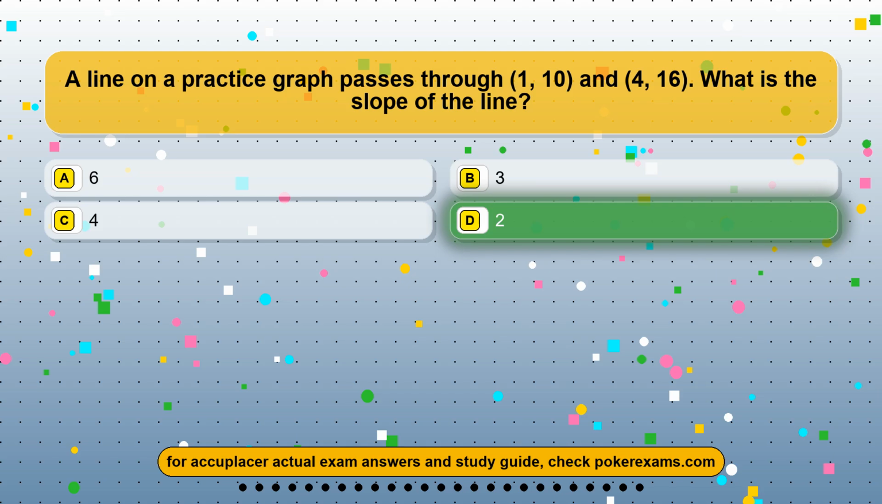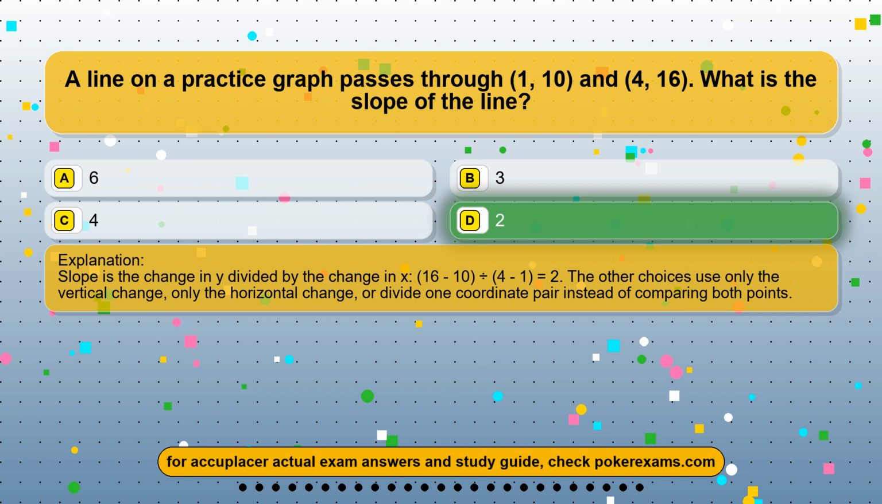The correct answer is option D, 2. Slope is the change in y divided by the change in x. 16 minus 10, divided by 4 minus 1, equals 2. The other choices use only the vertical change, only the horizontal change, or divide one coordinate pair instead of comparing both points.